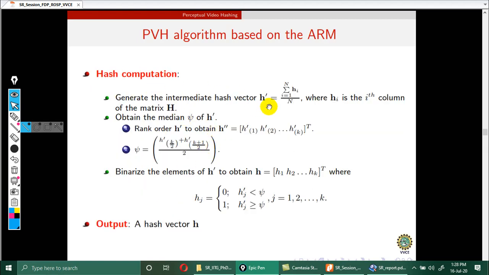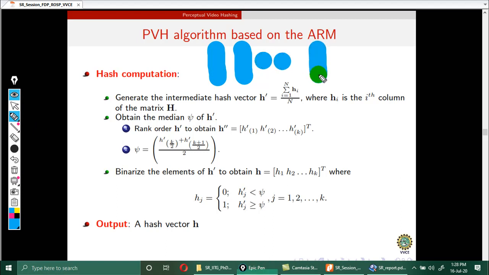Now generate the intermediate hash vector, because we want to generate a single vector. Now I have got multiple vectors, one for each of the n, in lower dimensional space. But I want a single vector, so I apply addition of all these vectors row wise, and then we have got a single vector. That is what this operation is.